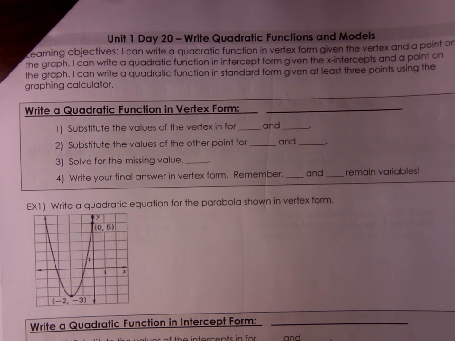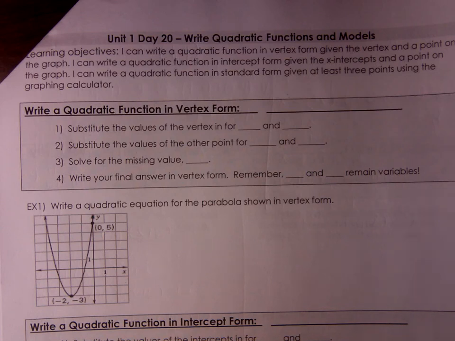Everyone, for today's lesson we are going to learn how to write quadratic functions and models. Our learning objectives for today are for you to be able to say: I can write a quadratic function in vertex form given the vertex and a point on the graph. I can write a quadratic function in intercept form given the x-intercepts and a point on the graph.